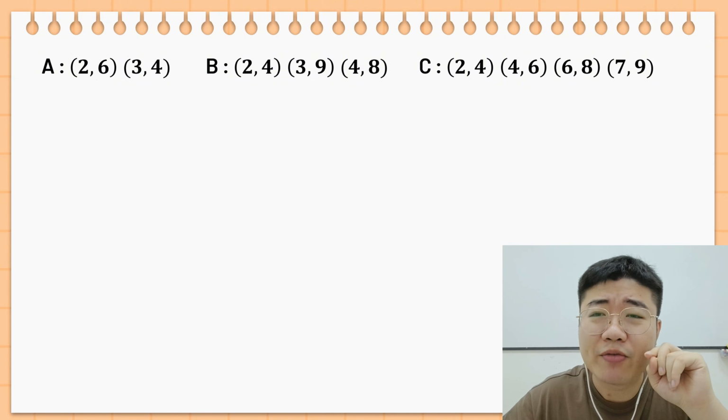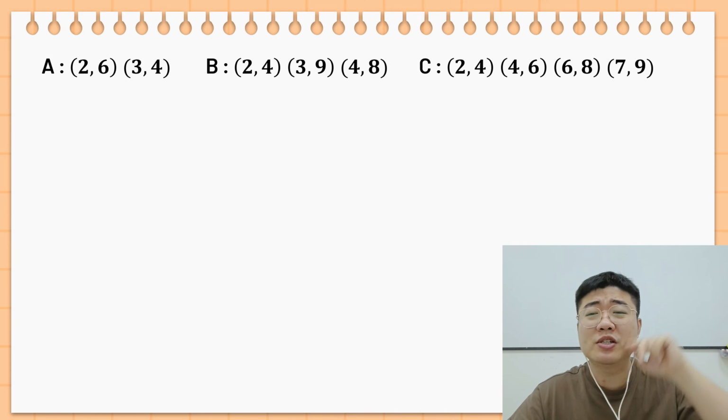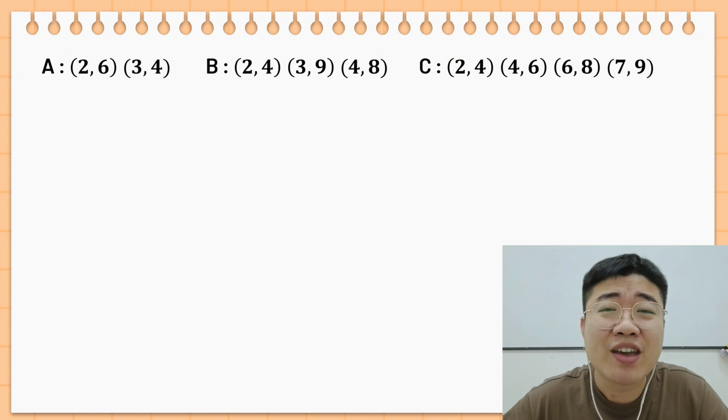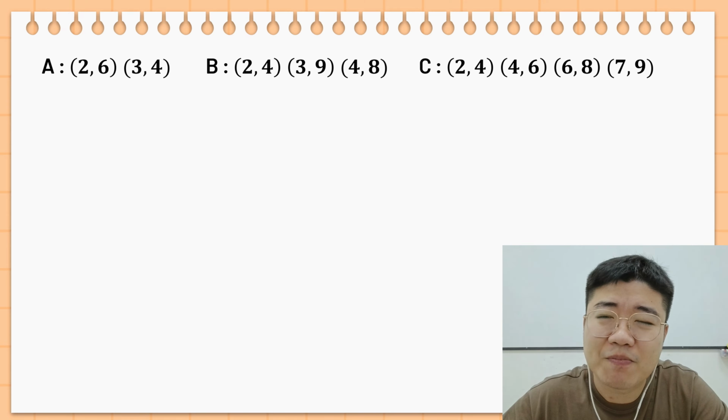If Cindy is 2 and 4, then we check for Alex and Ben. If Cindy is 4 and 6, we check for Alex and Ben. If Cindy is 6 and 8, we check for Alex and Ben. If Cindy is 7 and 9, we check for Alex and Ben. We got 4 separate cases here.